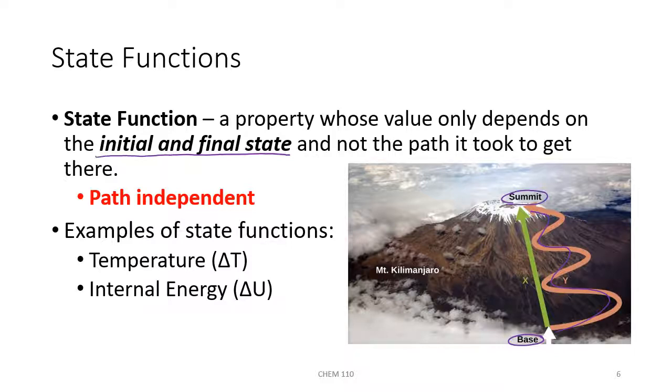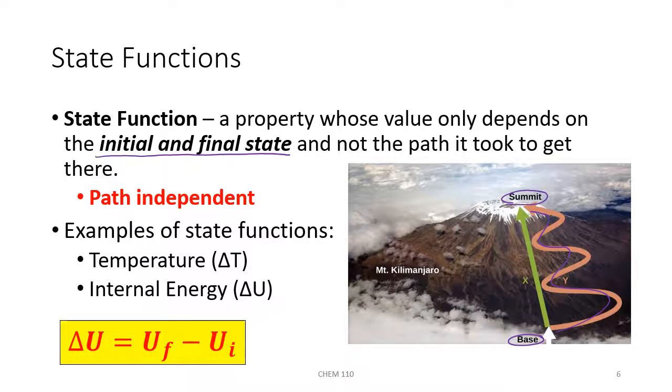Since temperature and internal energy are directly proportional to one another, it makes sense that both of them are path independent. That means in order to calculate internal energy, if we knew the final internal energy, or the internal energy of our products, and we subtracted off our initial internal energy, or the internal energy of our reactants, we could calculate delta U, or the difference in internal energy.